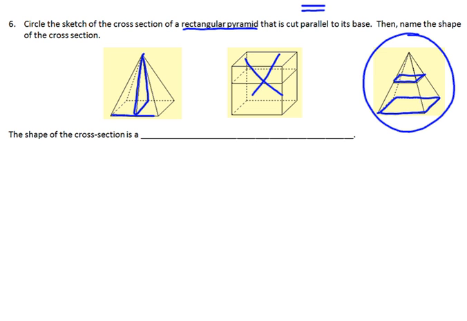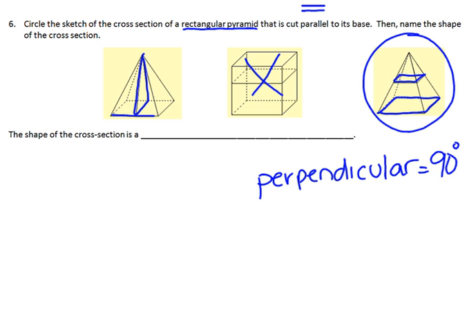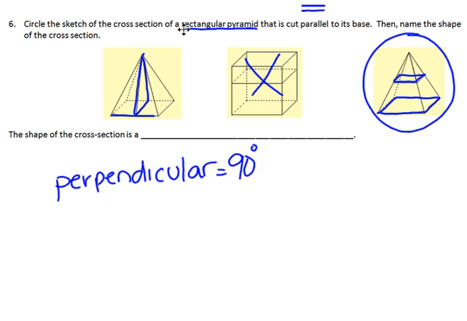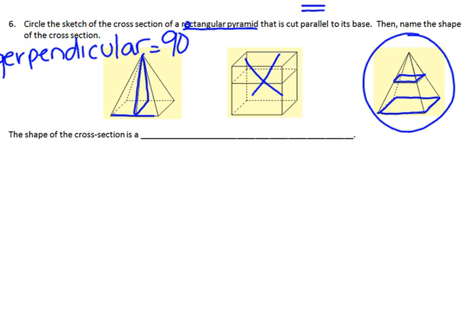Just as another vocab check, the word perpendicular means that it intersects at 90 degrees. So even though the first one is not parallel, it is perpendicular. Then we can write in the shape of the cross section is, and all we know is that this is a rectangle, so we can write in rectangle.